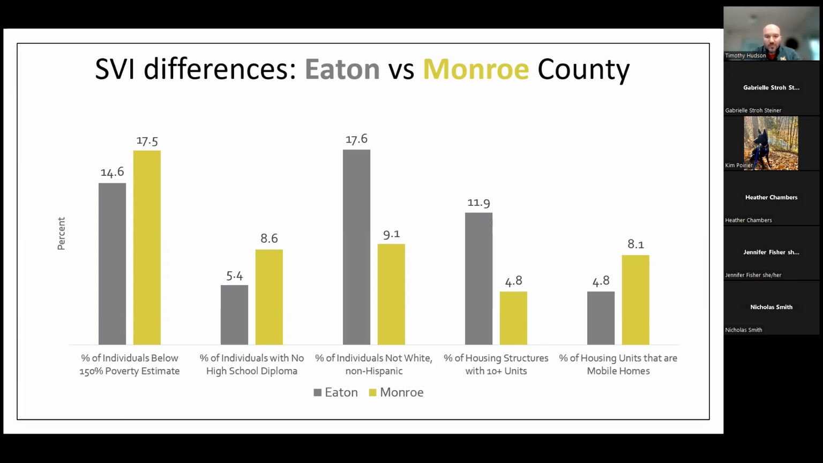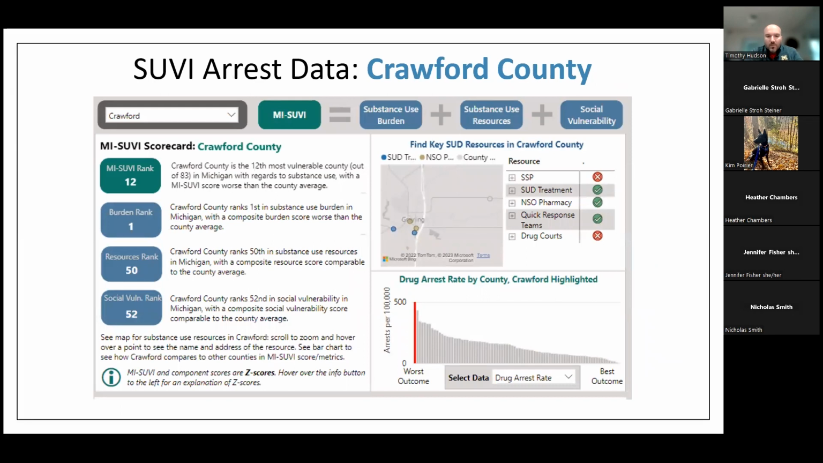Another example that we pulled out of the SUVI scorecard page: Crawford County is pretty vulnerable in terms of its My SUVI composite rank. What really stands out about Crawford is that it has the highest drug arrest rate in the state at the county level, and we see that they actually don't have any drug courts that divert people into treatment. So this is an example of maybe a place where there can be some ongoing engagement with law enforcement and more collaboration in that area. So again, just another data intersection that the SUVI can highlight.